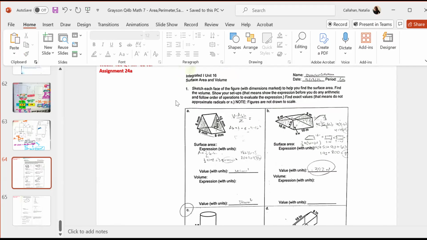Also find the exact value. That means do not approximate radicals or pi. No, find exact value. So you want to use a calculator then? I don't know that. All right, whatever.